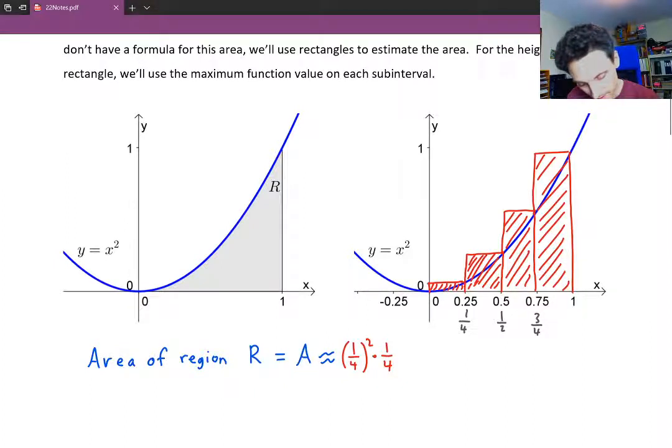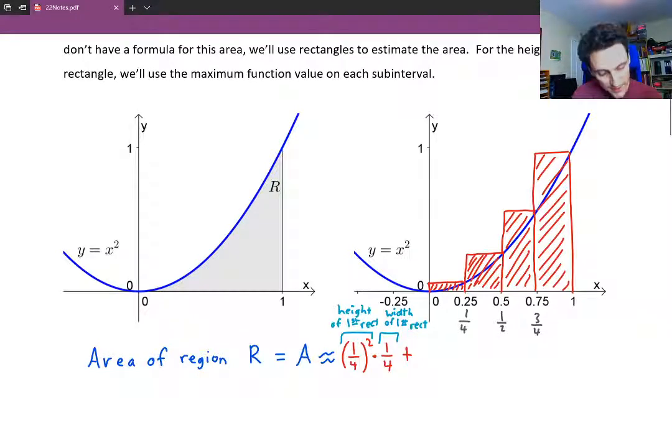So this right here is calculating the height of the first rectangle, and then this is the width of the first rectangle. And now we're going to do that with all the other rectangles. We're going to add to that the area of the second rectangle.